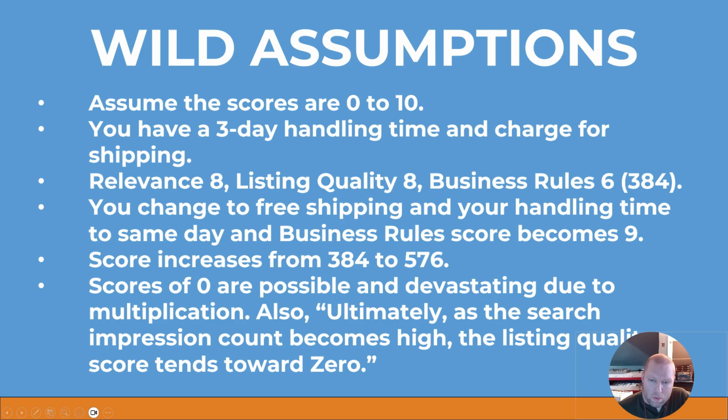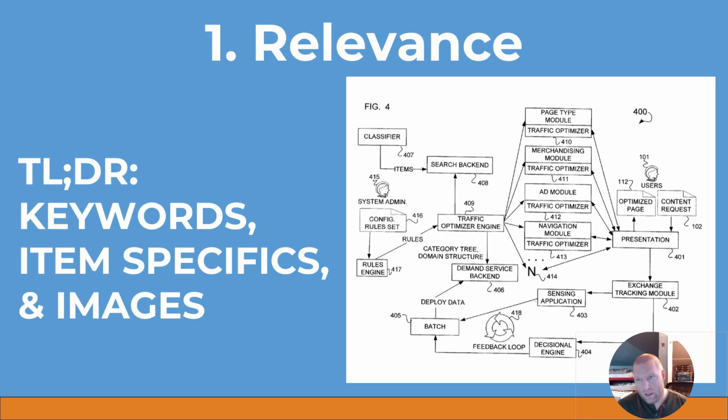And I also wanted to point out that I think scores of 0 are possible, because if you've been around YouTube long enough, you've probably heard some sellers complain that their listings literally aren't showing up in the search results. And I bet you that's because one of their scores is a 0. And when you multiply something by 0, it goes to 0. And eBay even says explicitly in the patent, ultimately, as the search result impression count becomes high, the listing quality score trends towards 0.